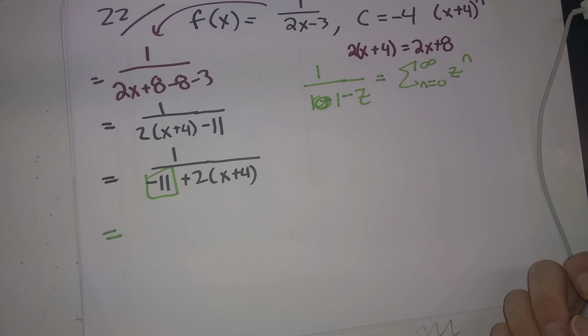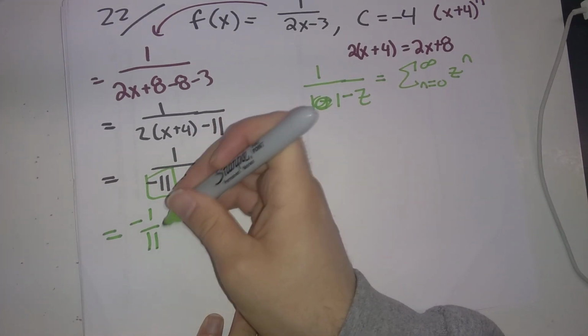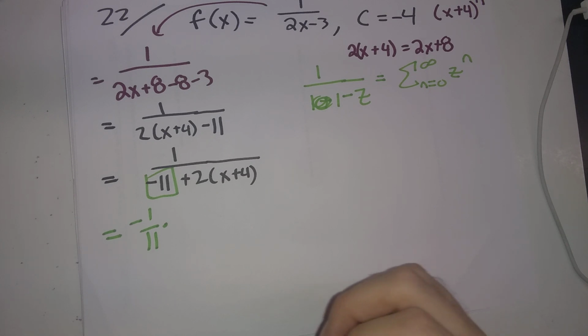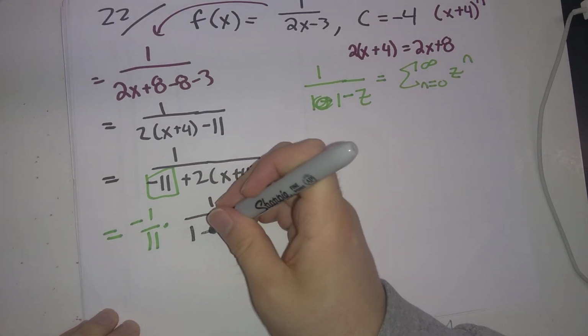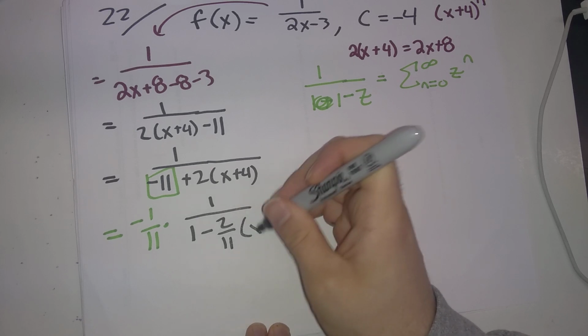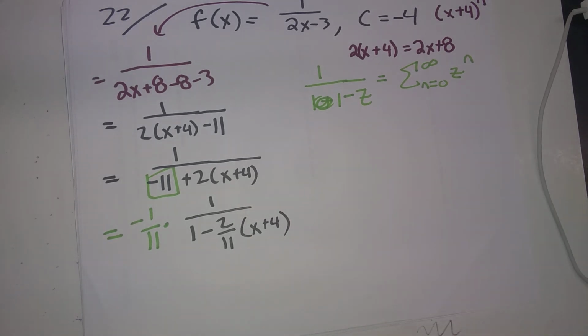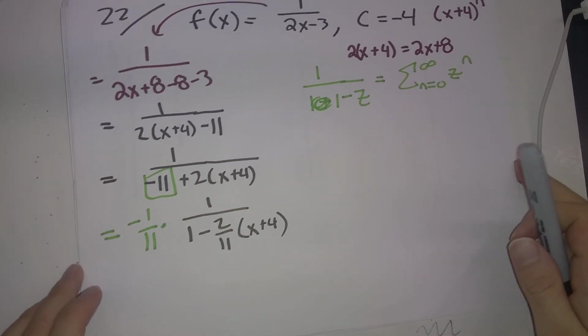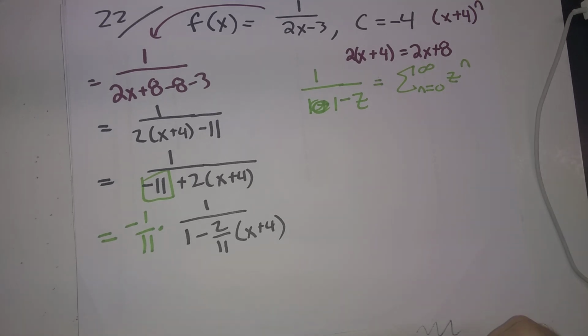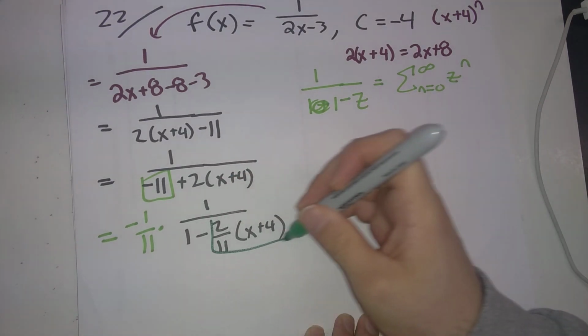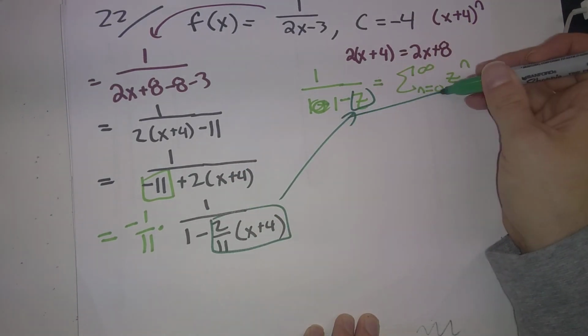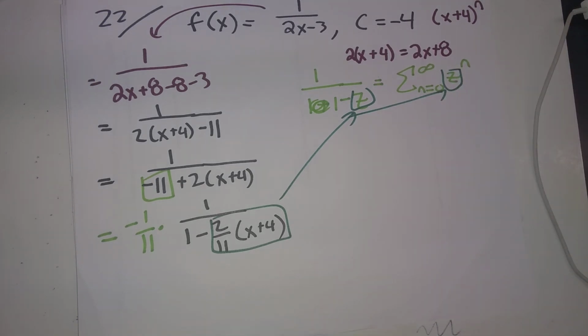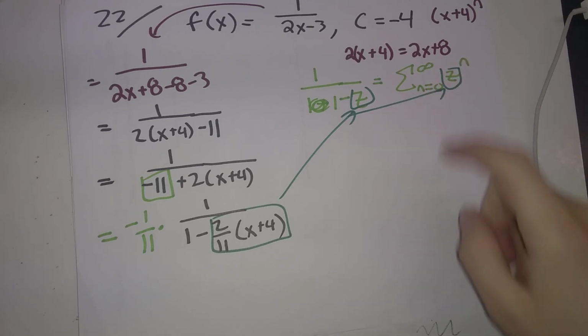So how do I accomplish this? I'm going to factor a minus 11 out from the denominator. And so I end up with 1 over 1 minus 2 over 11 times x plus 4. So if we multiply back through by minus 11, we end up back here. So it might look like we're making this more complicated than it originally was. However, we now have it looking very much like this. So we're going to plop in z is 2/11 times x plus 4 into our series right here.